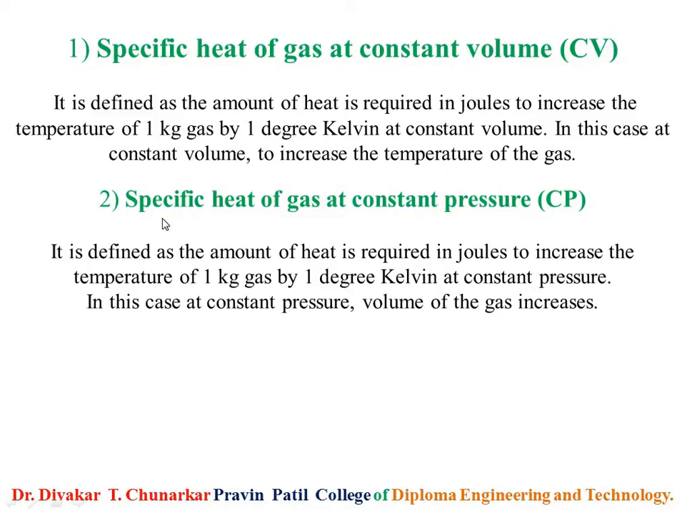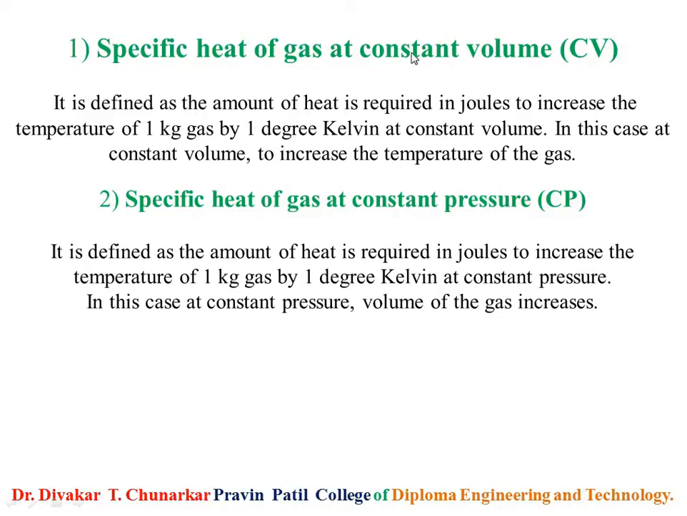Then the second point, specific heat of gas at constant pressure. It is defined as the amount of heat required in joule to increase the temperature of 1 kg of gas by 1 degree Kelvin at constant pressure. In this case, the pressure remains the same and the volume of the gas increases.